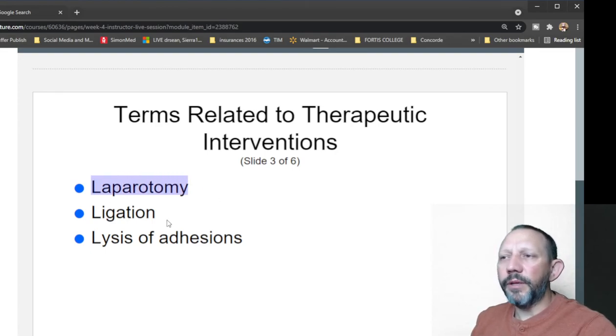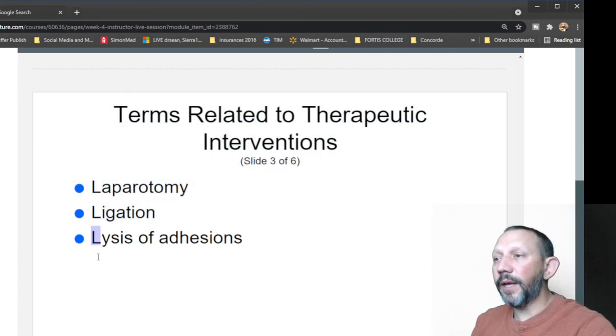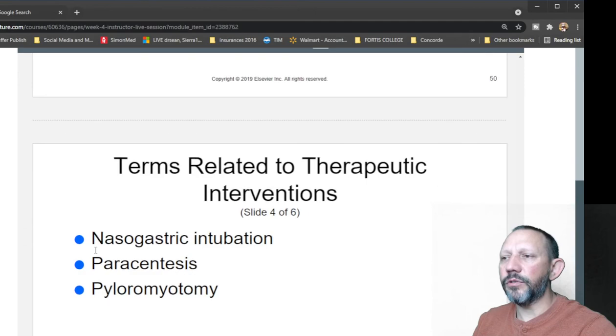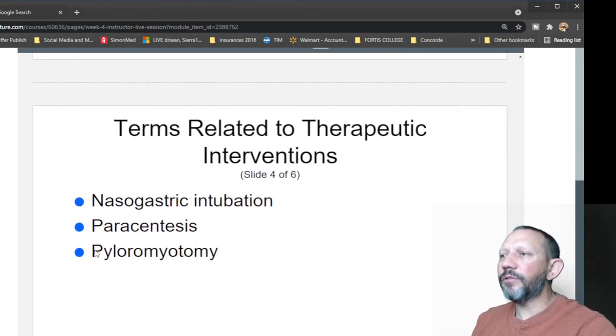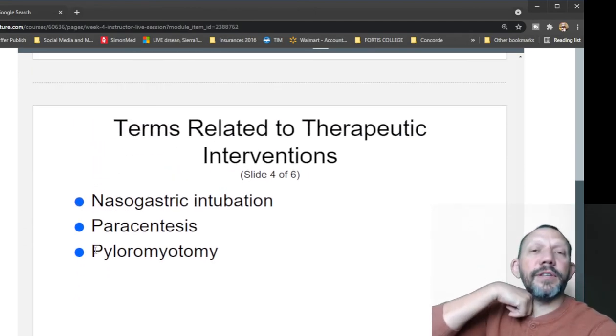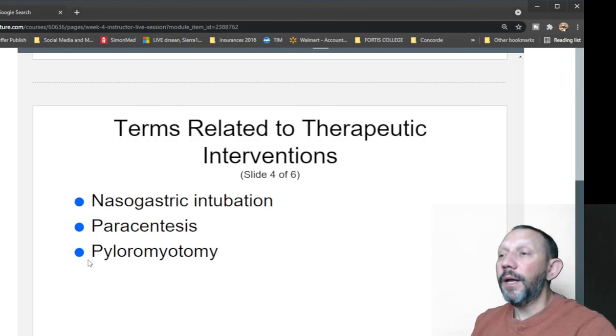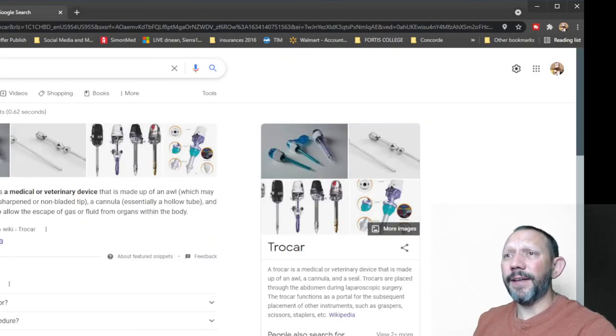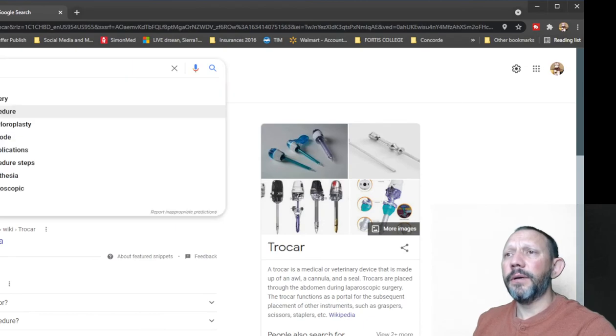Laparotomy, open up the lap, basically the belly. Ligation is to cut. Lysis of adhesions, they cut them away. Nasogastric intubation, a tube all the way through here into the stomach, and that's where they do a feeding tube. Paracentesis and pylorotomy. I'm looking that one up too. Oh, there we go.